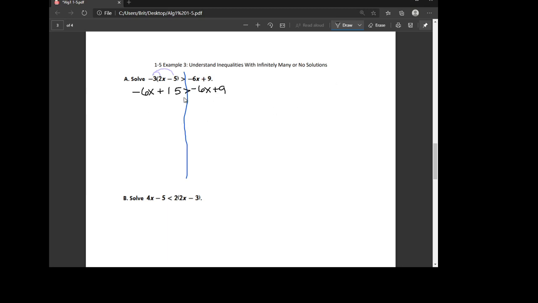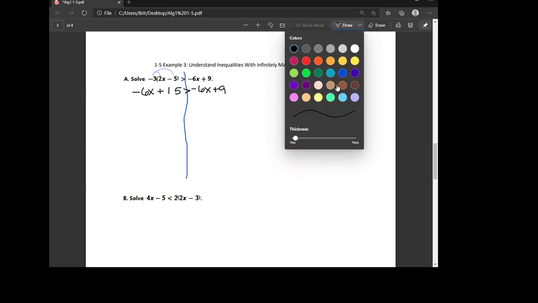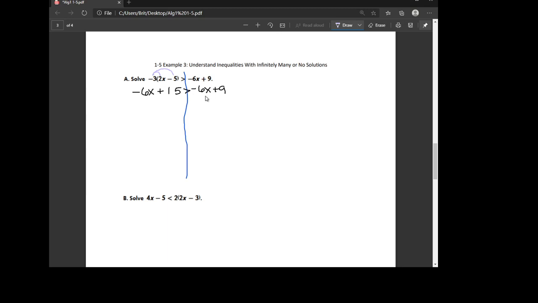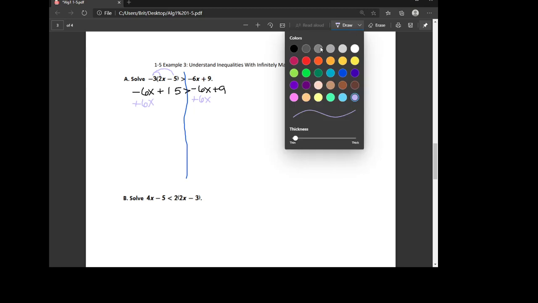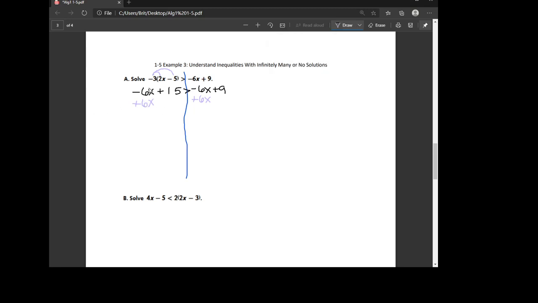Now my next goal is to move everything with an x to the left-hand side. So this -6x that's on the right-hand side needs to get over to the other side, so I'm going to add 6x to each side of the inequality. Now if I check that out, the x's cancel out, leaving me with 15 is greater than 9. It's a little strange, isn't it? All my x's are gone.